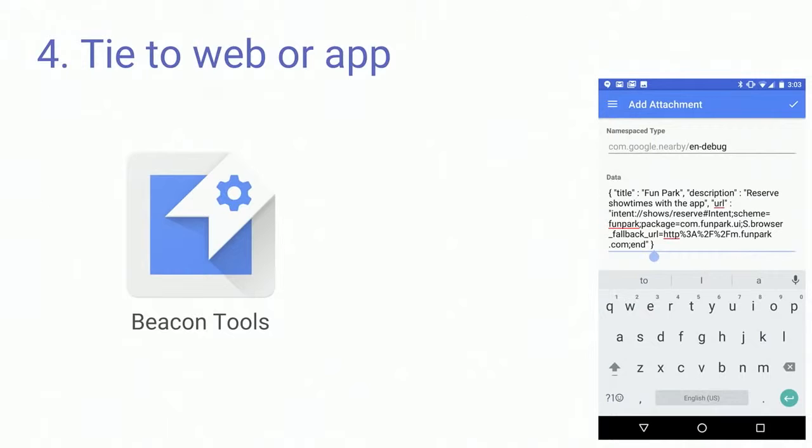And then last, we need to tie the beacon to your app or website, and we do this with an attachment. If you're an expert thumb typer, maybe you're a millennial, you can do this directly inside the app and enter in all that JSON. I personally recommend the Beacon dashboard. It's a web tool. Again, it's linked from g.co/beacons.